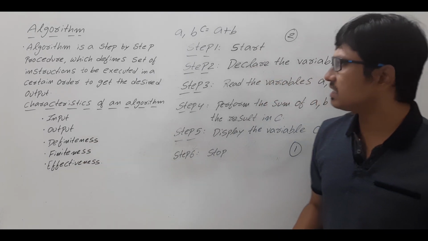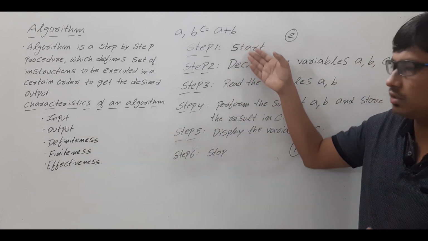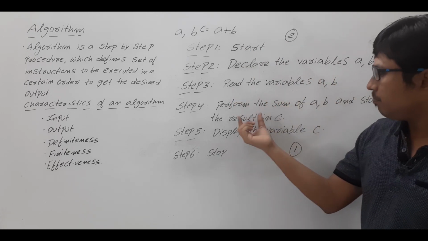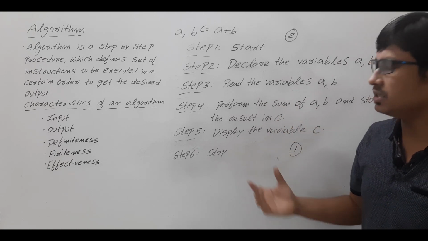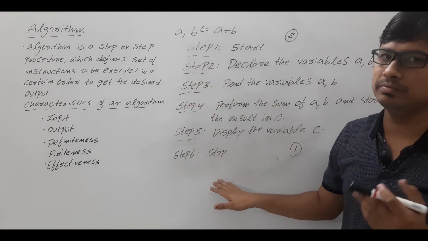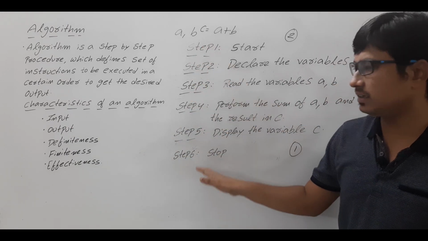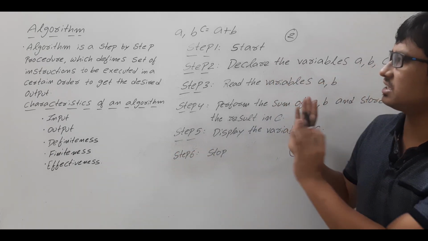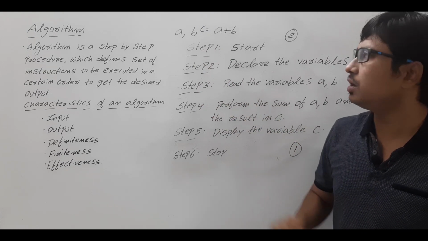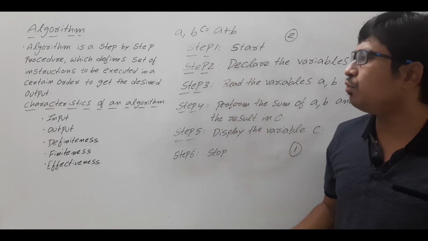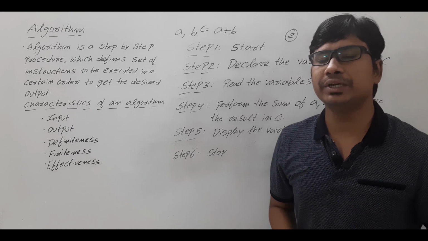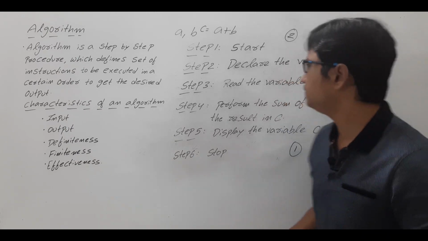Now definiteness: each instruction should be clear. Start, declare the variables a comma b comma c, read the variables a comma b, perform the addition and store the result, display. So every instruction is clear. And finiteness: I have completed this algorithm in 6 steps, so it is finite. And effectiveness: each instruction is important to solve this problem. So I hope you have understood how I have written the algorithm and how I verified whether it satisfies the characteristics of an algorithm or not. Now let me discuss how to analyze an algorithm.